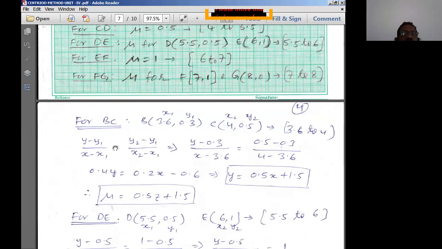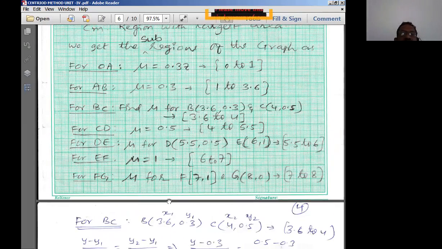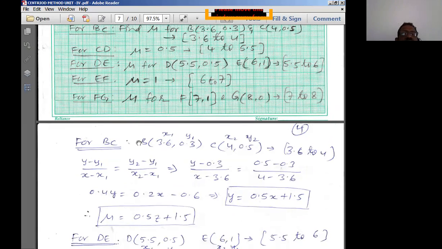We have (y minus y1) by (x minus x1) equals (y2 minus y1) by (x2 minus x1) as the formula for the equation of a straight line. So we have to use this formula. For BC, just now we have got these 2 points: B as (3.6, 0.3) and C as (4, 0.5). It is extending over the limits 3.6 to 4. So use this formula now.